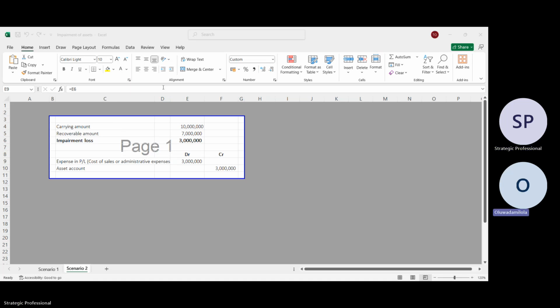Okay. Before I go to my question, let me try and paint a perspective. What I'm trying to explain here is the accounting entry, because for SBR, strategic business reporting, you also need to understand how it is being posted in the books of accounts. There are two perspectives on how you post it. If it is under the cost model, it is the earlier explanation I gave: you debit P&L, which is either cost of sales or admin expense, and you credit the asset account. Then the second perspective is if it's under the revaluation model.